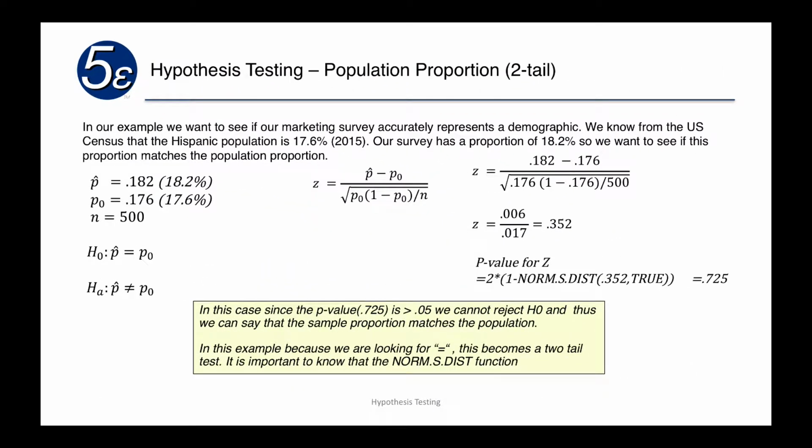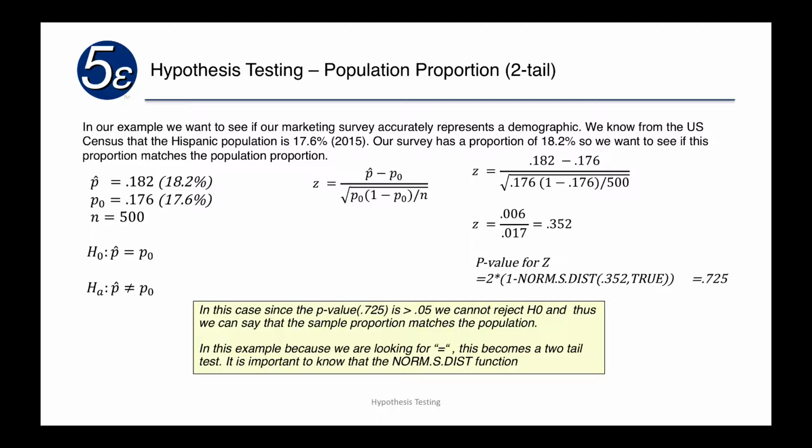So here's an example from the first bullet point that we had on the previous slide. We want to see if our marketing survey accurately represents a demographic. And we know from the census that the Hispanic population is 17.6. Our survey has a Hispanic proportion of 18.2%. So let's see if this matches our population proportion.